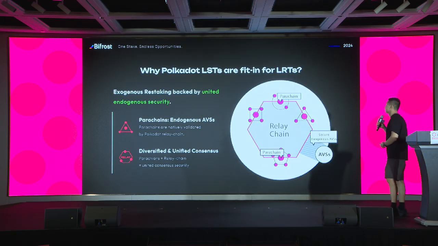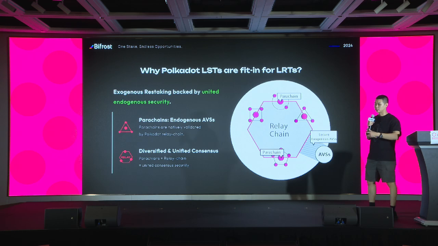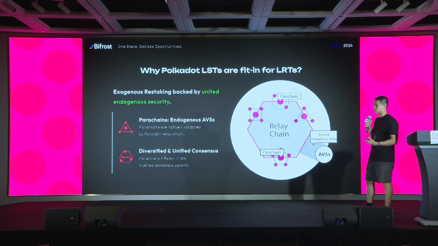Here is what I said, the feasibility of Polkadot to encounter this problem. From the parachain and relay chain relationship, we call it the exogenous restaking backed by the united endogenous security. So the endogenous security is the parachains united like a shared security union.